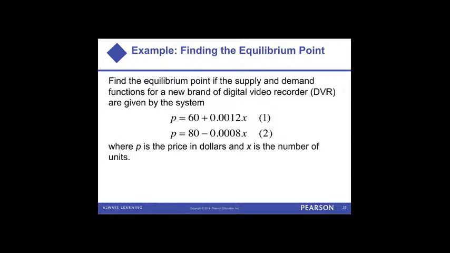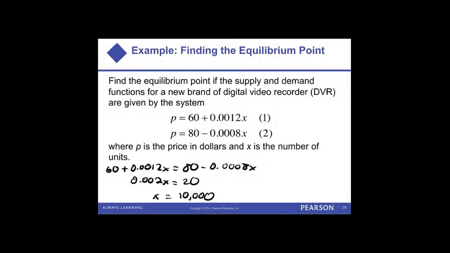So then we'll get 60 plus 0.0012x equals 80 minus 0.0008x, right? If we add the 0.0008x to both sides, we'll get 0.002x equals, and if I subtract 60, we get 20, so then x is going to be 10,000. 20 divided by 0.002 is 10,000.